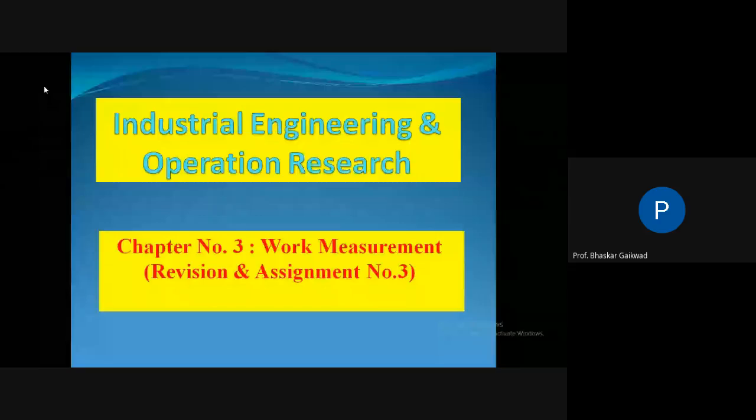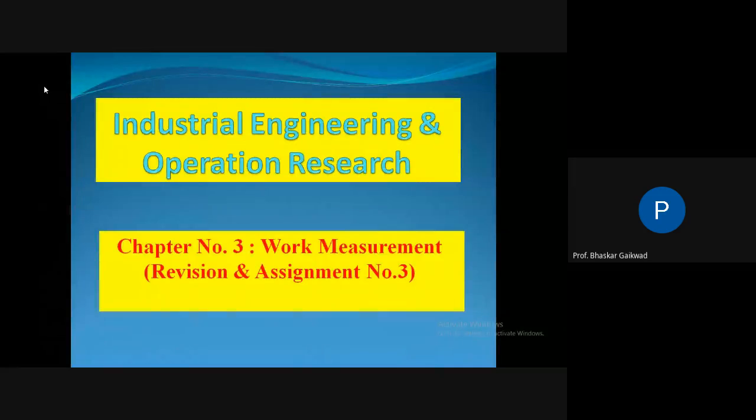Actually, the objectives of work measurement are to increase productivity, decide the standard times, improve methods, improve the efficiency of the workers, and control the cost in manufacturing, meaning the optimum cost we actually require in production lines. In order to decide this, we require a certain time for particular jobs, and that is called the standard time.